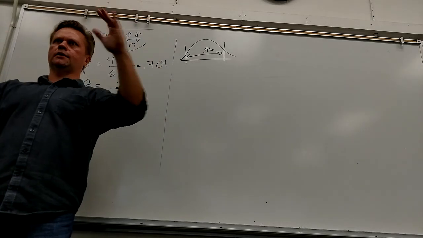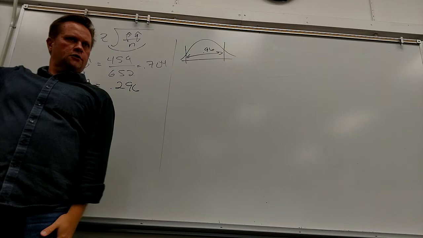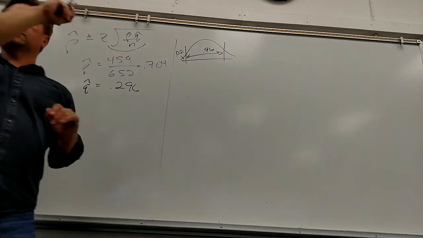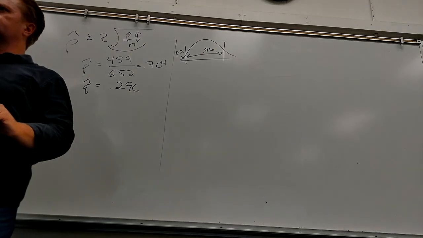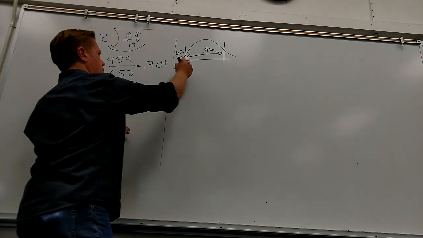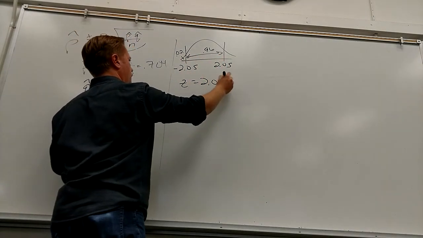There's 96% inside. There's 4% outside, so 2% on one side. And the closest you can get to 0.02 is 2.05. So Z is 2.05.